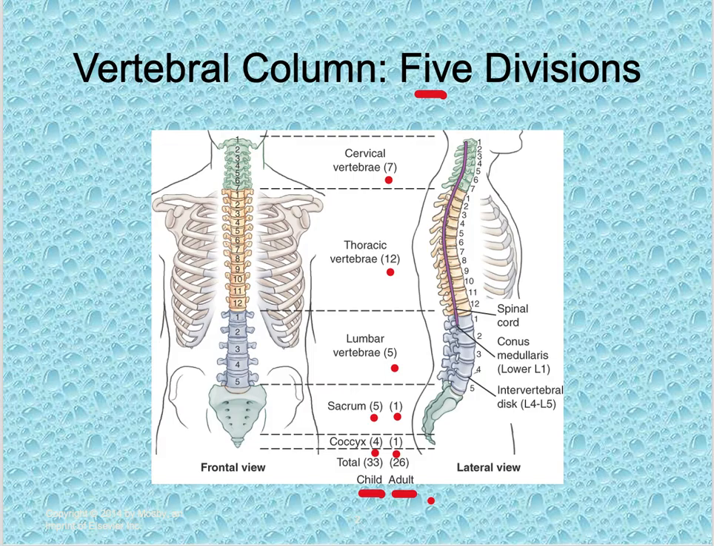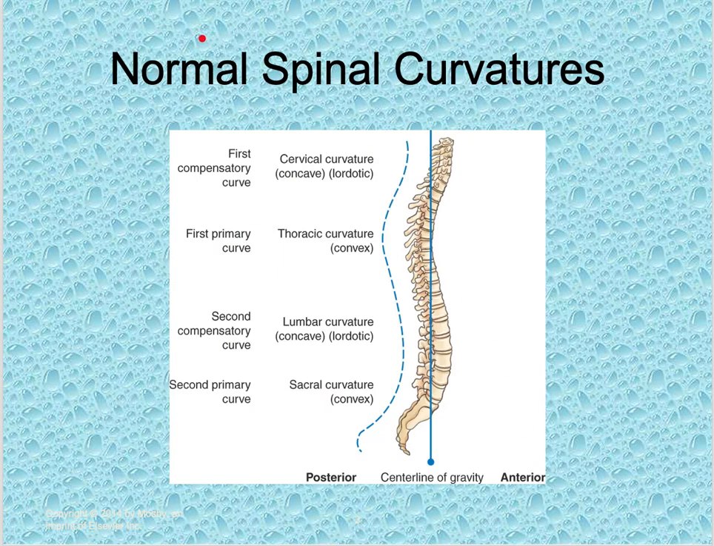So also the other thing to look at here is that we have our spinal cord that runs from our cervical down through our thoracic, and then about L1, we get the conus medullaris, and then we get just the offshoots coming off of the lumbar spine for our spinal cord. Okay, so normal spinal curvatures, we have the first compensatory curve, which is our cervical curvature.